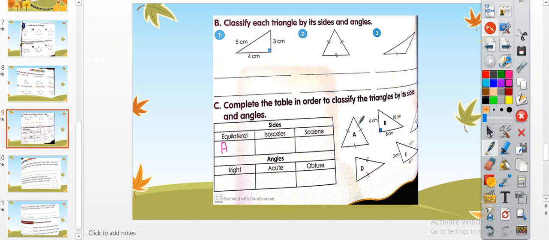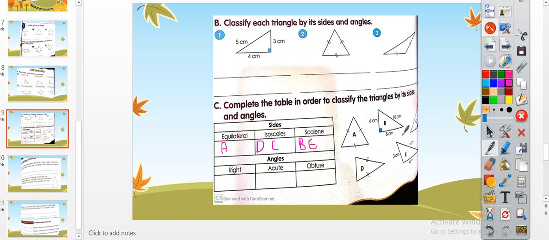What about isosceles? Isosceles means that only two sides are equal. Well, it appears for me here. Let me check the book because the picture isn't clear here. Give me just a second to make sure whether there is more or not. Yes, here we go. So I found that C is also an isosceles triangle. Well, scalene triangles means that the sides are not equal. So we have B and A.